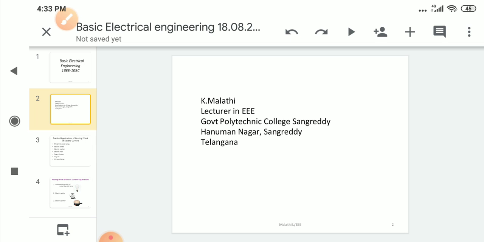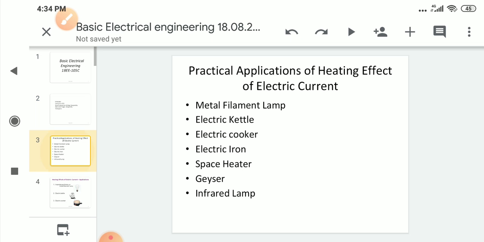In the previous video, we learned about some heating effects of electric current. Based on that principle, so many appliances are there. We have learned about the metal filament lamp, electrical kettle, electric iron and infrared lamp. Like that, we will see and learn some more applications of the heating effect of electric current.